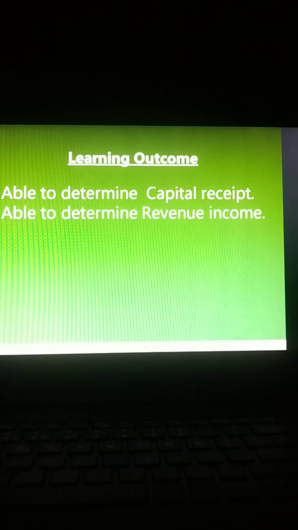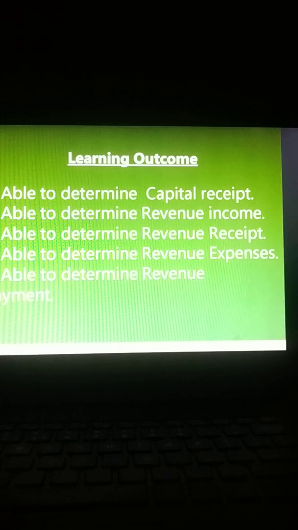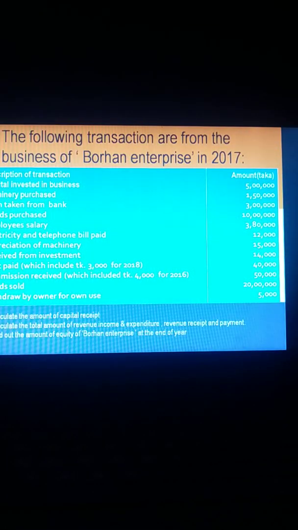After this class, you can find out revenue income, revenue receipt, revenue expenditure, revenue payment, and also owner's equity. In this class, we will show you the calculation, how we will do this math, how you can find out these things. So here is an example of a question.